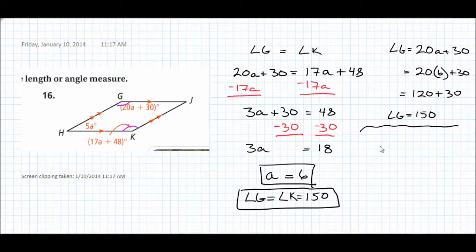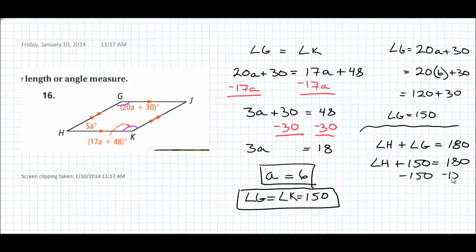Alright, that leaves angle H. Well, we know angle H and angle G are consecutive angles of a parallelogram, so they're supplementary, so their sum must be 180. We know angle G was 150. You can subtract 150 from each side. You can say angle H is 30. Okay, so you can say angle H is equal to angle J, which is equal to 30.